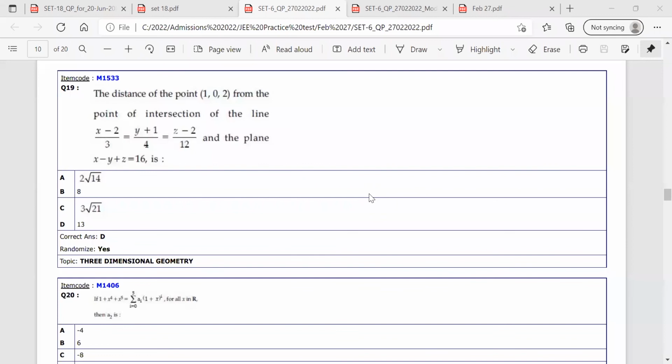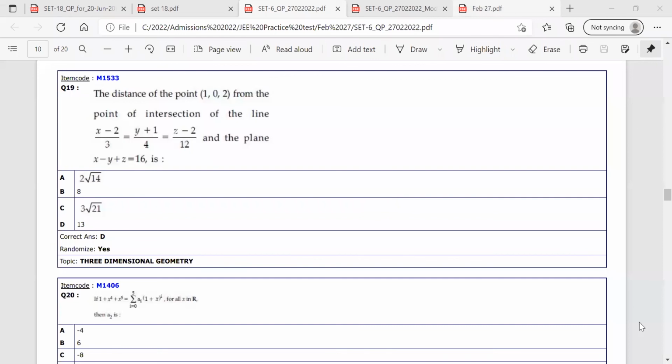So the next question is question number 19. The distance of the point (1, 0, 2) from the point of intersection of the line (x minus 2) by 3 equal to (y plus 1) by 4 equal to (z minus 2) by 12, and they have given the equation of the plane as x minus y plus z equal to 16. So the equation of the line is given as (x minus 2) by 3 equal to (y plus 1) by 4 equal to (z minus 2) by 12, and the plane is x minus y plus z equal to 16.